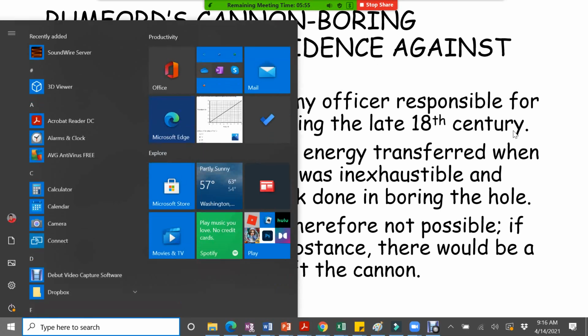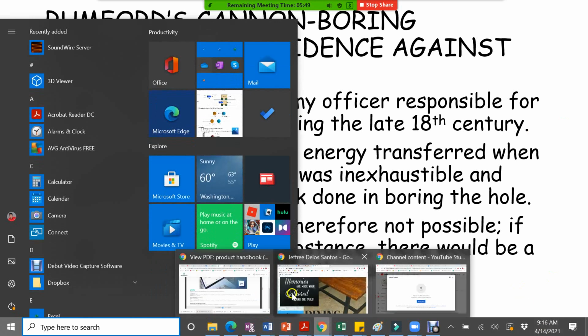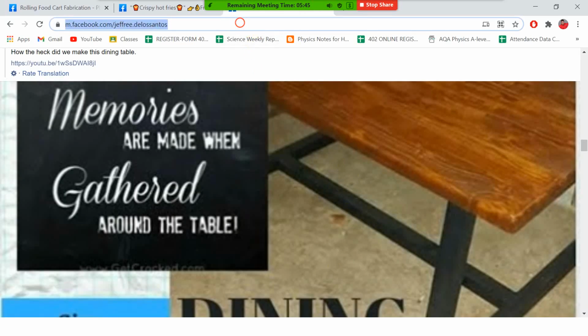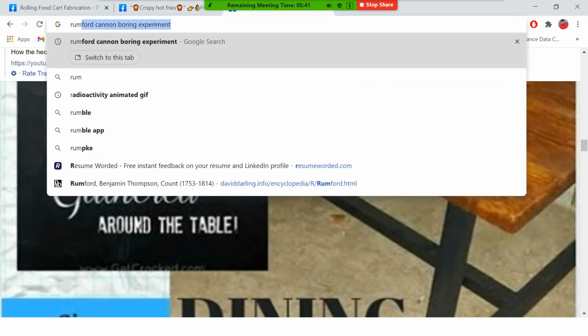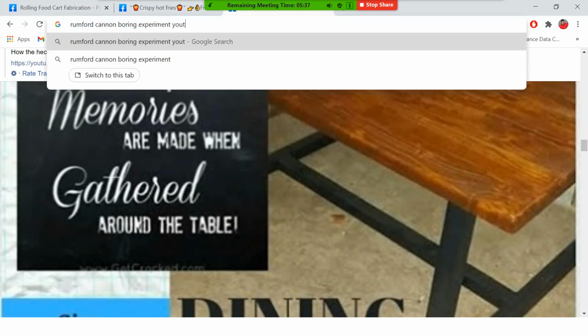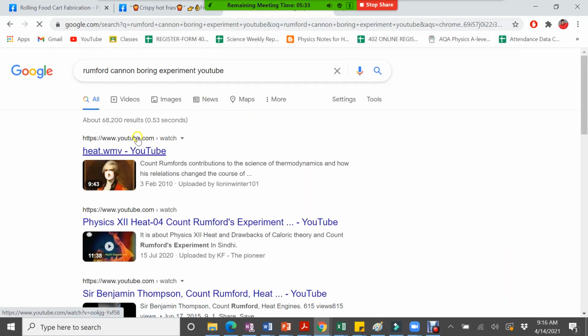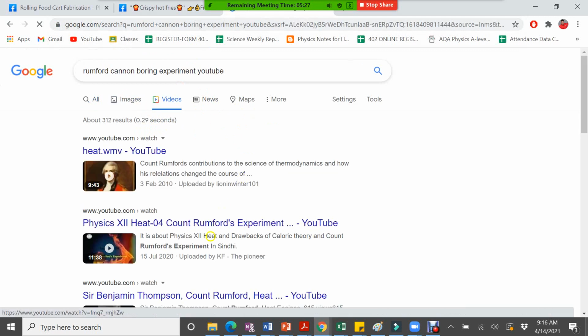Let's see if we can look at how the cannon thing works, just to get a field view of it. Let's hope we can find a short video.